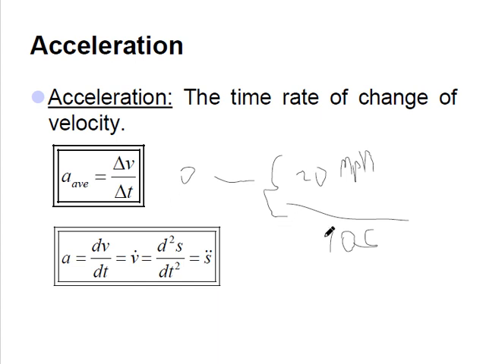So the average acceleration, if you calculate it, you're going to cancel the zero out, and you're going to get 2 meters per second squared. But this is hour, this is second, so therefore your time is squared. So meters per second squared. That's your acceleration unit. Okay, your unit.